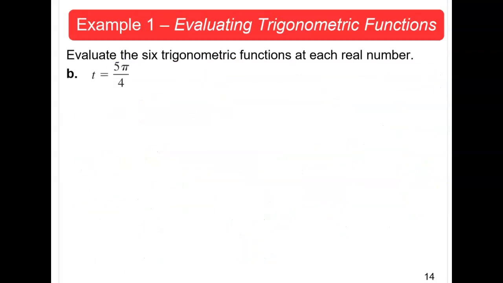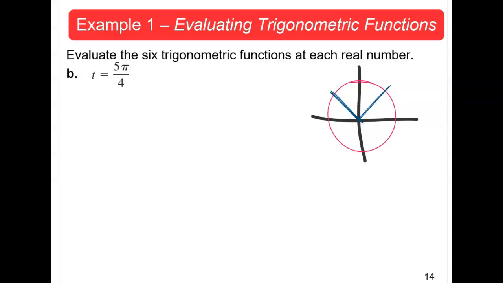Part B of example 1, we're going to do the same thing, but we're going to use the angle 5 pi over 4. So I want to give you a visual representation of where that angle is going to be located with respect to the unit circle. And so right here is our first pi over 4. This will be our 3 pi over 4, and here this will be our 5 pi over 4. You could check on your previous slide. And so that will represent an angle in the positive direction, so in the counterclockwise direction.